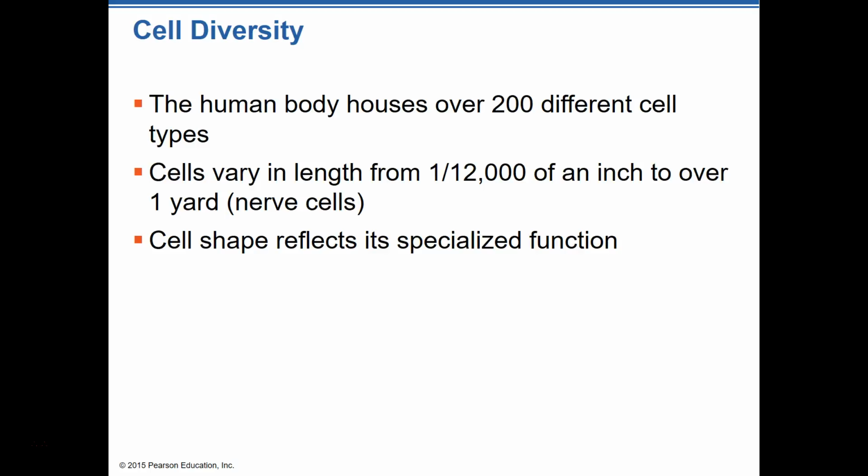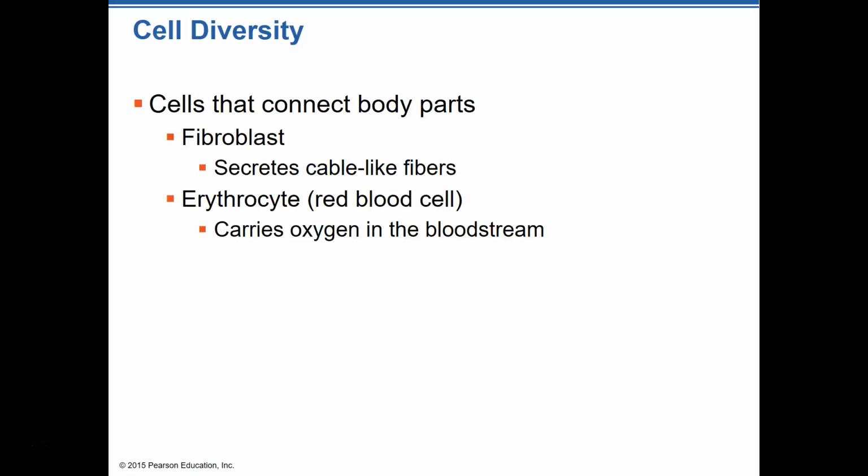So the human body has over 200 different cell types. And cells are going to vary in length from 1/12,000th of an inch to over a yard. So, like I said, don't think of all cells as looking the same. Cells are different. They're different shapes, different sizes, different lengths. And they all have a specialized function, and that's where they get their shape. Their shape is determined by the function that they do. So that's why we have cells of different shapes.